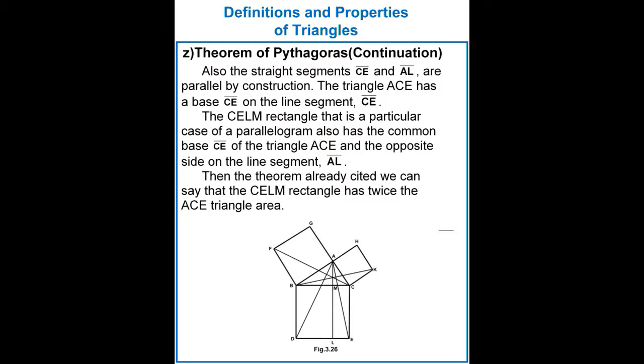Continuing on this new slide, the segments of straight line CE and AL are parallel by the construction. The ACE triangle has the CE base on the straight line segment CE. The CELM rectangle, which is a particular case of a parallelogram, also has the common base with the triangle ACE and the opposite side in the straight line segment AL. Then, using the already mentioned theorem, we can say that the CELM rectangle has twice the area of the triangle ACE.